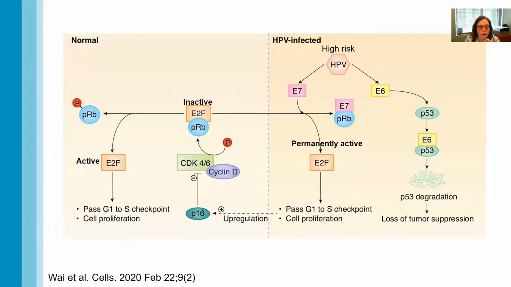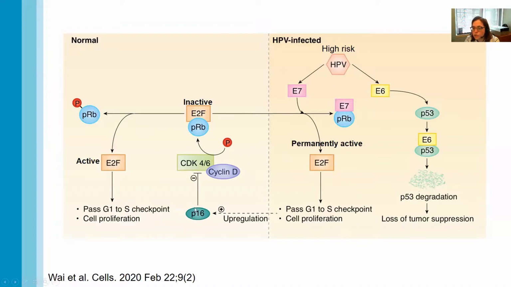Now, very quickly about p16. We know that HPV is a double-stranded circular DNA virus that integrates into the host genome of the squamous epithelium. Now, in the non-HPV infected cell shown here on the left, the CDK complex phosphorylates RB, which is a tumor suppressor protein, and this leads to release of the E2F transcription factor into its active state, which allows for cellular proliferation.